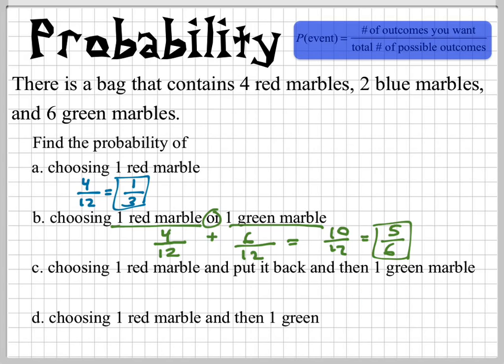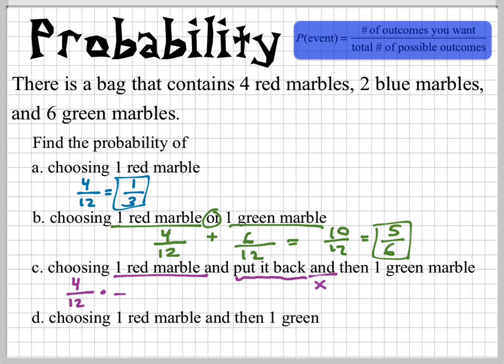That changes the problem. Before we saw the word or and we had to add, but when we see and, we think what? Multiply. You have to think of multiplication when you see the word and. So we do the first one, the probability of choosing one red. How many total reds are there? Oh yeah, 4, and then 12 total possibilities of choosing one marble. And then we put it back. That's important. We put it back because we're going to multiply it to the next probability.